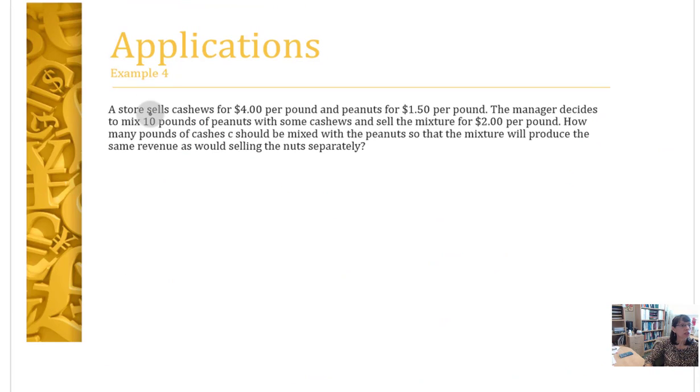In this application, a store sells cashews for $4 per pound and peanuts for $1.50 per pound. The manager decides to mix 10 pounds of peanuts with some cashews and sell the mixture for $2 per pound. How many pounds of cashews, which we will let equal C, should be mixed with the peanuts so that the mixture will produce the same revenue as would selling the nuts separately?